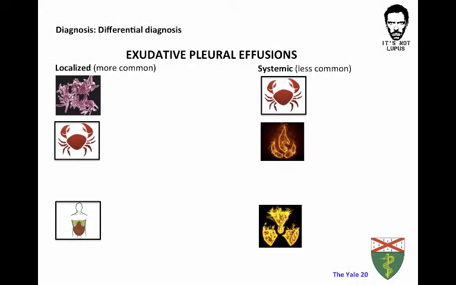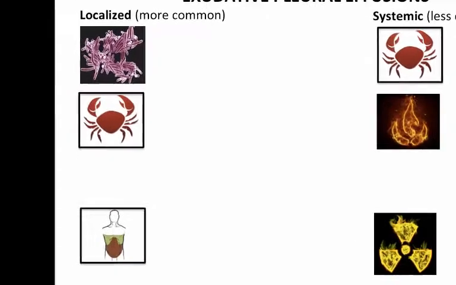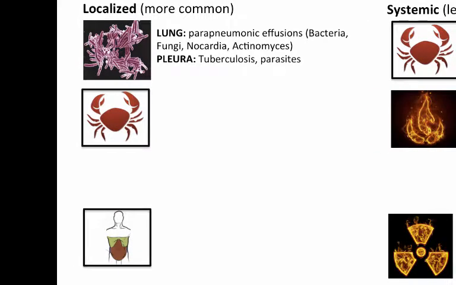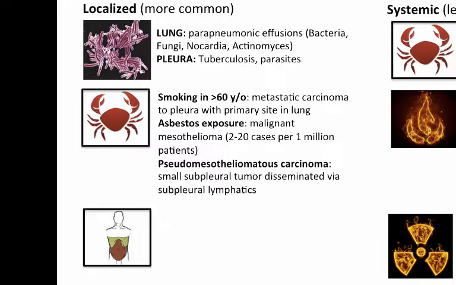It has a lot of information, so we're going to go through examples of things that you might think of within these two categories. So again, we're focusing on exudative pleural effusions only, localized versus systemic. So for localized infections, either within the lung itself or in the pleural space. For malignancy, you can think about lung cancers, asbestos exposures with mesothelioma, or other more rare processes that cause pleural effusion.